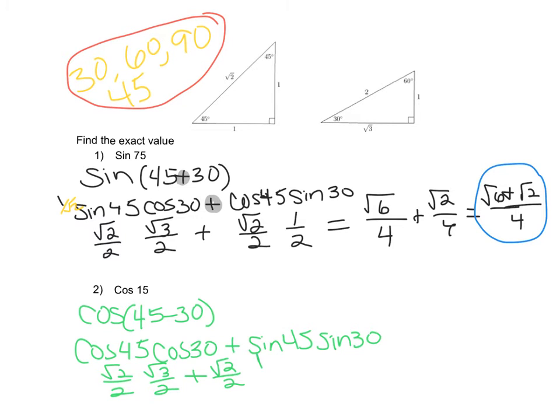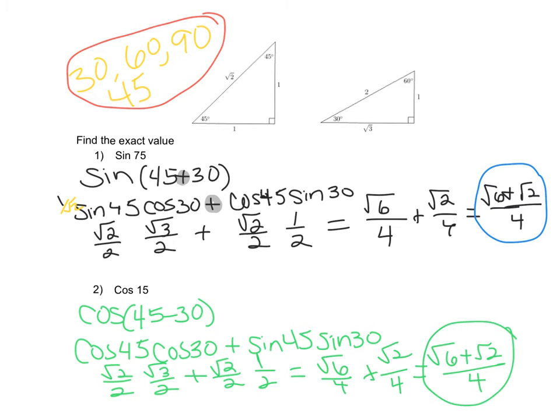So we have the same values. That's the nice thing about this, we keep getting the same values over and over again, and we just put them in different places. So knowing what all these are can be really helpful. All right, multiplying, I get radical 6 over 4, and then plus radical 2 over 4. Wow, looks just like the last question. Radical 6 plus radical 2 all over 4. That's my final answer.